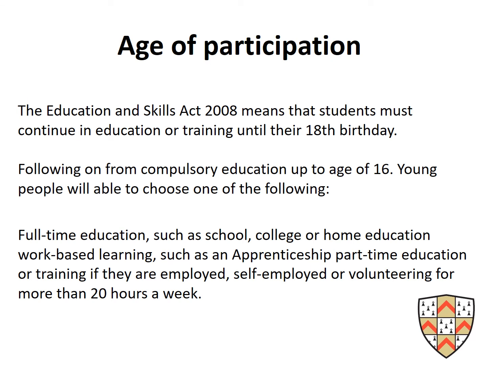Quick one on age of participation. All students have to continue in school, in education in some form until their 18th birthday. That can be school, college, home education, work-based learning, apprenticeships, training, but they have to have some kind of education continuing until they're 18.